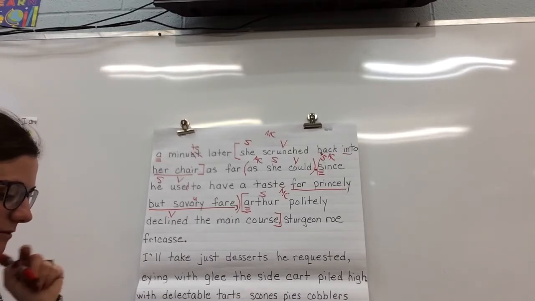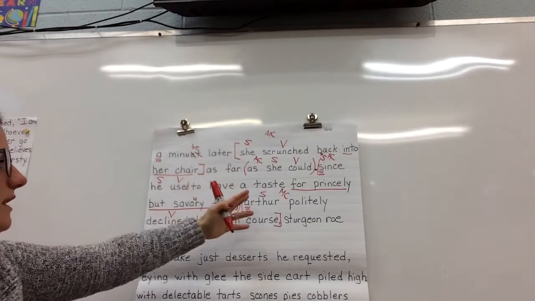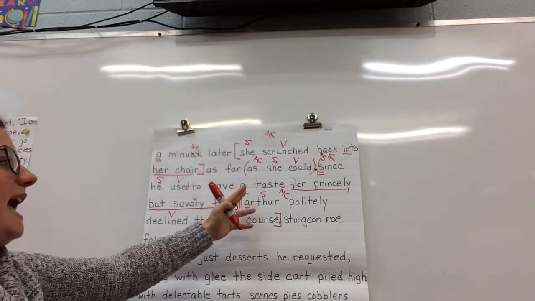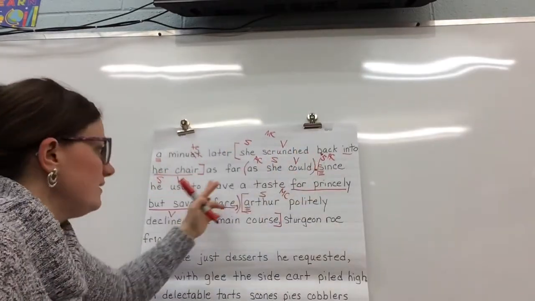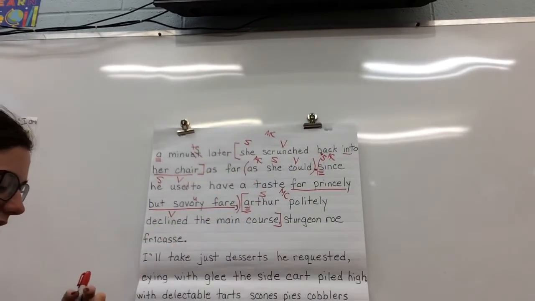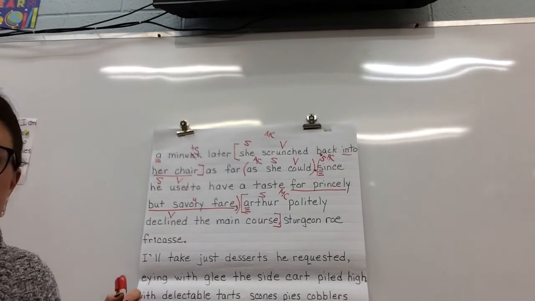We just had a really big run-on sentence, and the since clause goes with this MC. So we had to stop in between because this since he used to have a taste goes with the last MC. That's why we're going to put our period in there. And I think that's everything.